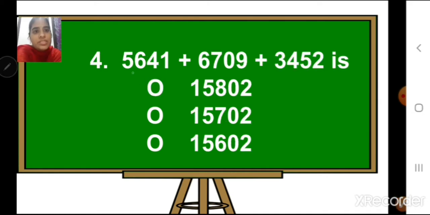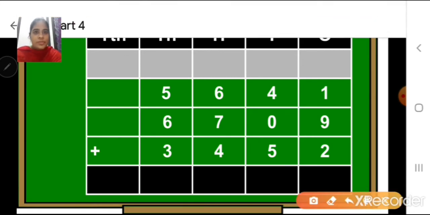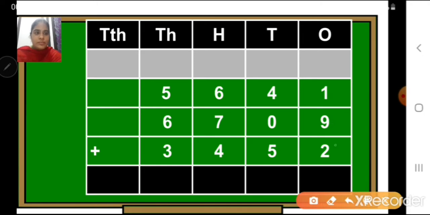The question you are given is 5641 plus 6709 plus 3452. Children, we have to add all the three numbers and find the correct answer. So first we are going to draw the table and write all the numbers properly. Okay, and then we will add from ones place. Now at ones place we have 1 plus 9 plus 2.